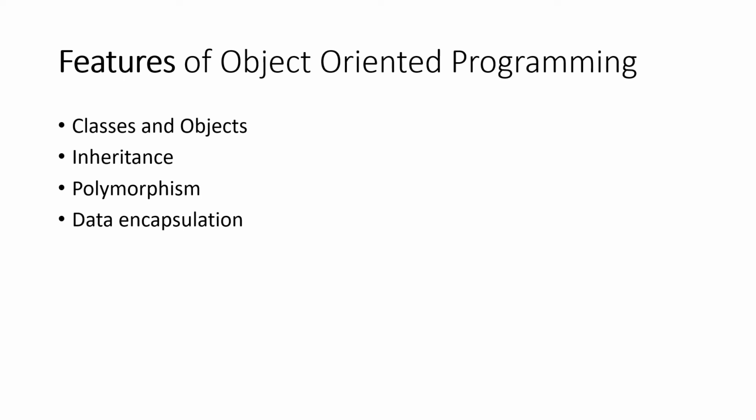Next feature is data encapsulation. Data encapsulation refers to wrapping up of data and functions into a single unit. An example of data encapsulation is a class. Encapsulation also allows data hiding, as data specified in one class is hidden from the other classes.